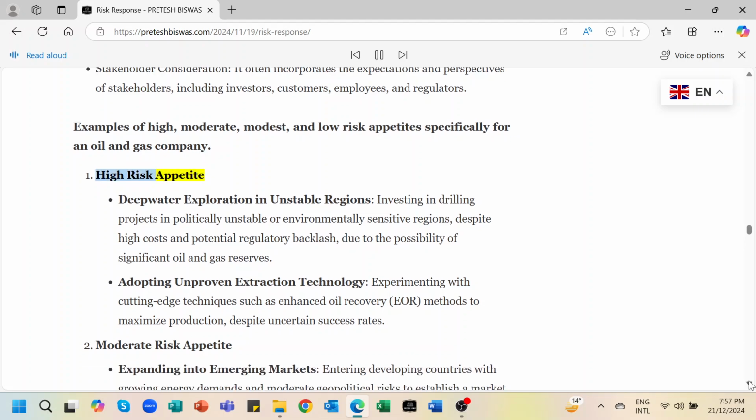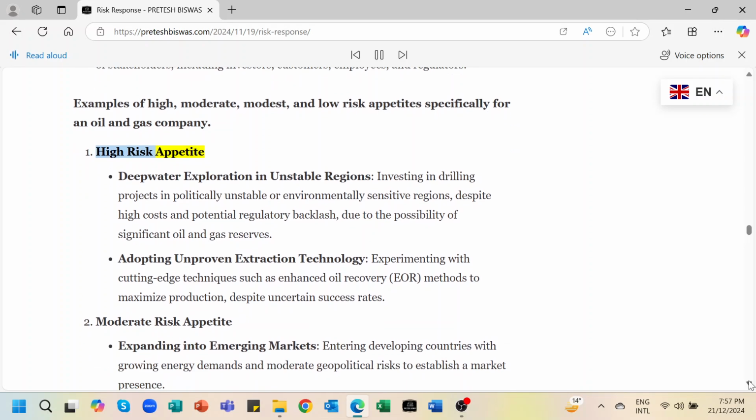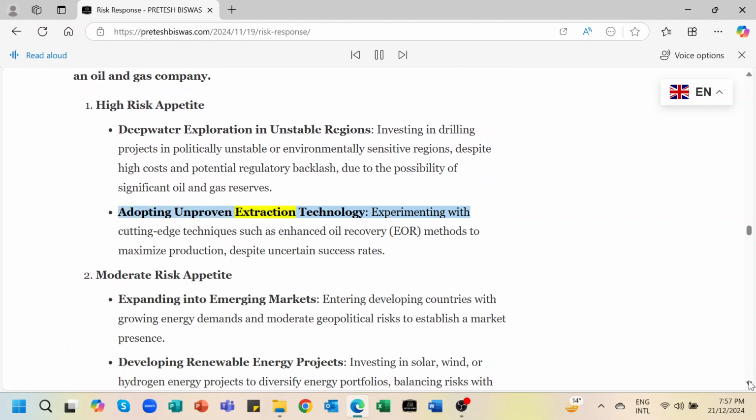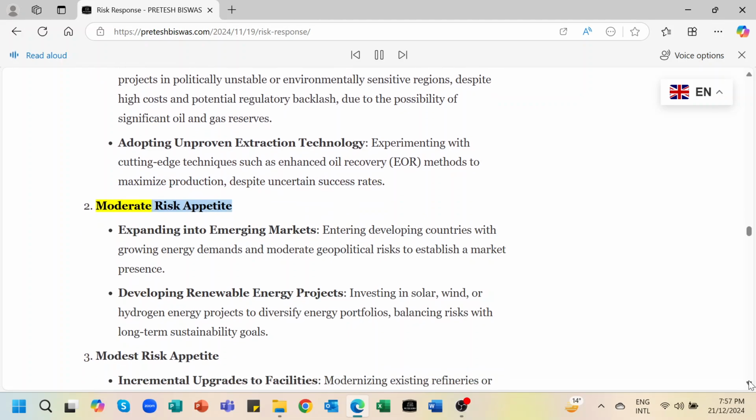High risk appetite. Deepwater exploration in unstable regions. Investing in drilling projects in politically unstable or environmentally sensitive regions, despite high costs and potential regulatory backlash due to the possibility of significant oil and gas reserves. Adopting unproven extraction technology. Experimenting with cutting-edge techniques such as enhanced oil recovery, EOR, methods to maximize production, despite uncertain success rates.